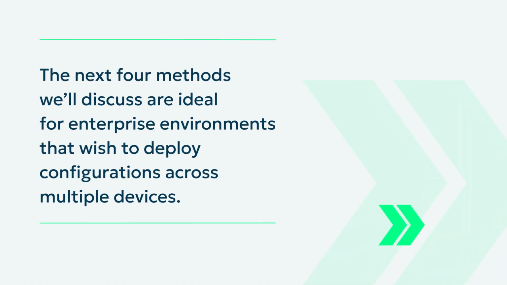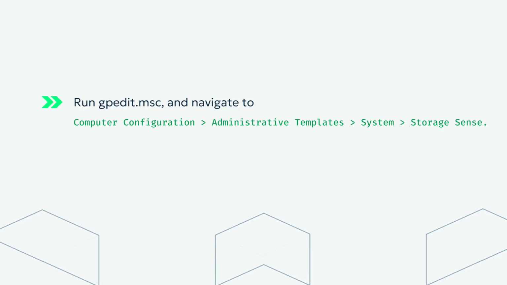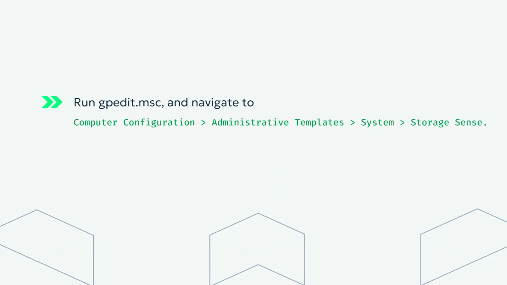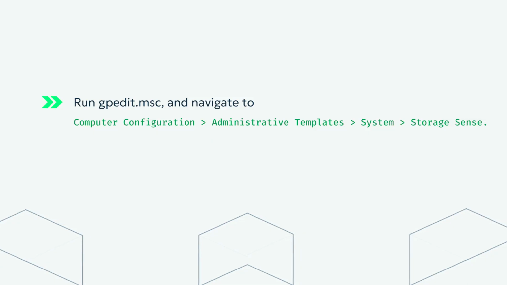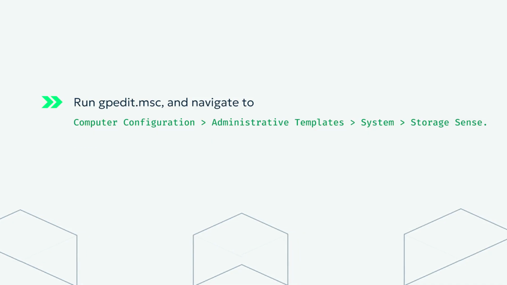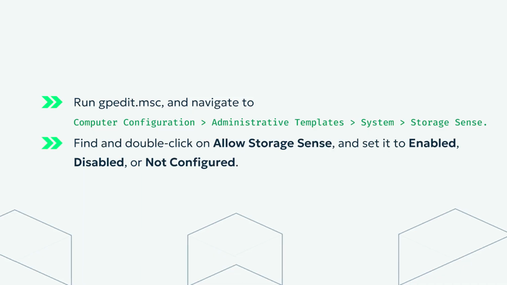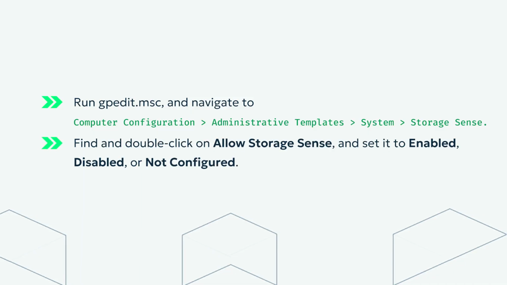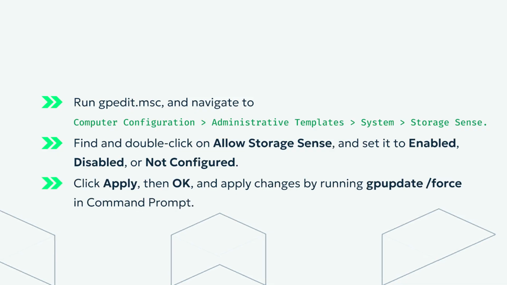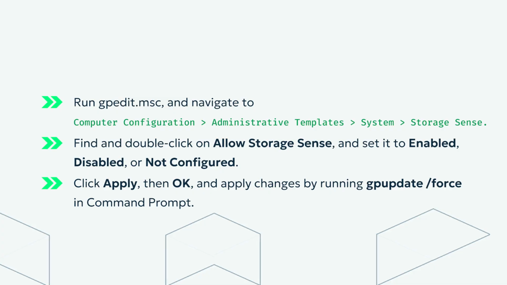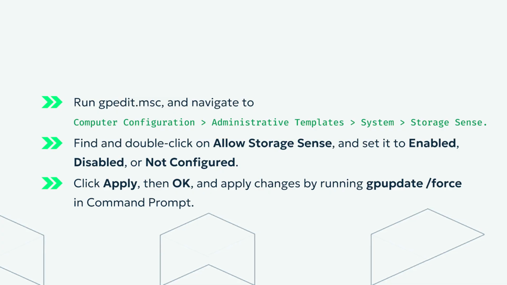The next four methods we'll discuss are ideal for enterprise environments that wish to deploy configurations across multiple devices. Let's begin with Group Policy Editor. Run gpedit.msc and navigate to Computer Configuration, Administrative Templates, System, StorageSense. Find and double-click on Allow StorageSense and set it to Enabled, Disabled, or Not Configured. Click Apply, then OK, and apply changes by running gpupdate /force in command prompt.